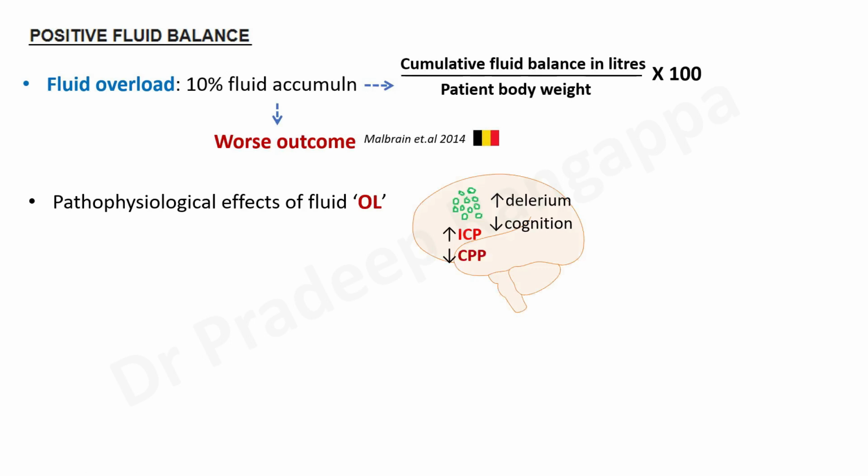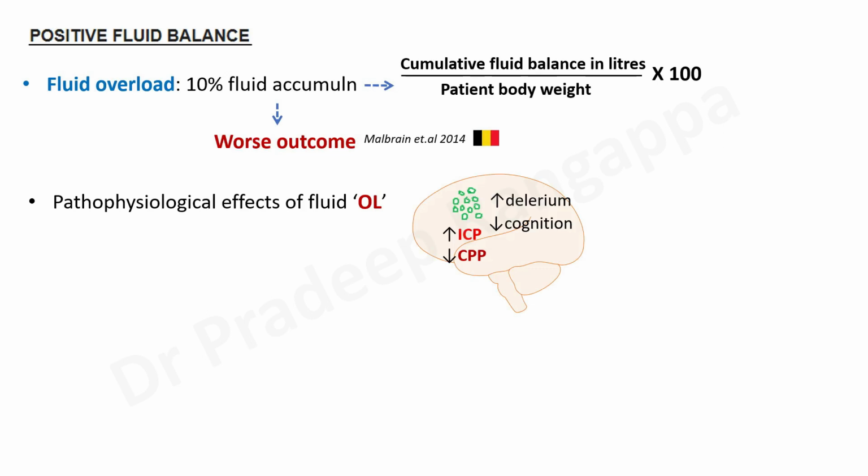So what happens when there is fluid accumulation? What is shown is that if there is a progressive cumulative fluid balance, there is fluid sequestration in every organ, and it is shown that there is fluid sequestration in the brain, which increases delirium and reduces cognition.